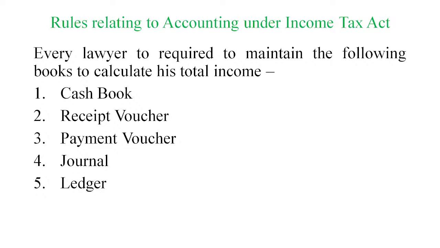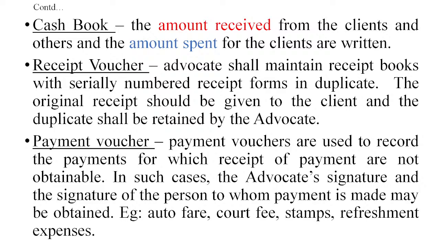The books that are to be maintained by an advocate, a lawyer, are cash book, receipt voucher, payment voucher, journal, ledger. What is cash book? It contains all the details of the amount received and the amount spent.